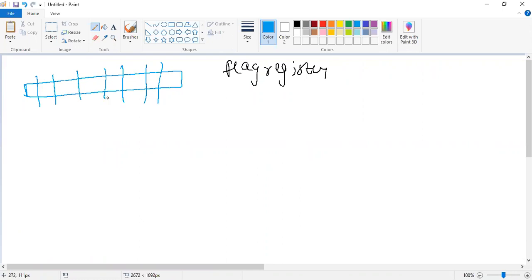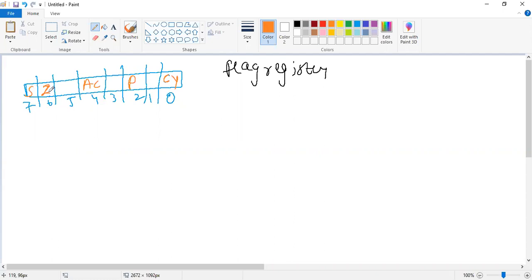Okay. So this is your indices 0, 1, 2, 3, 4, 5, 6, and 7. This one is your carry flag. This one is your parity flag. This one is your auxiliary carry flag. And this is your sign flag, and this is your zero flag.